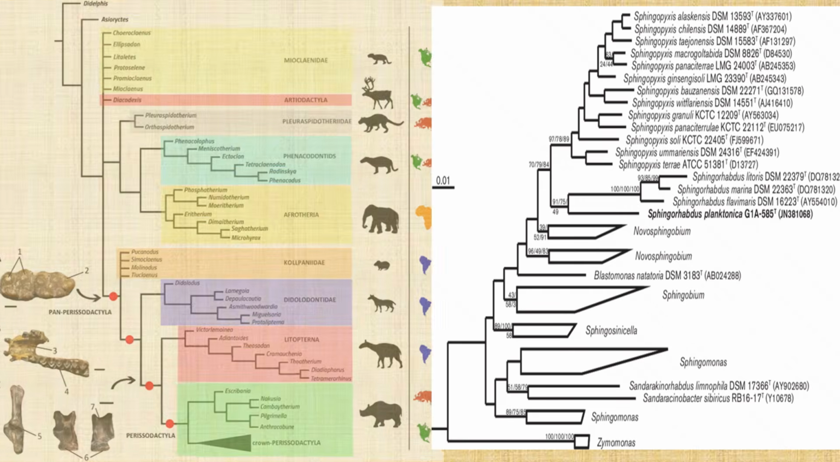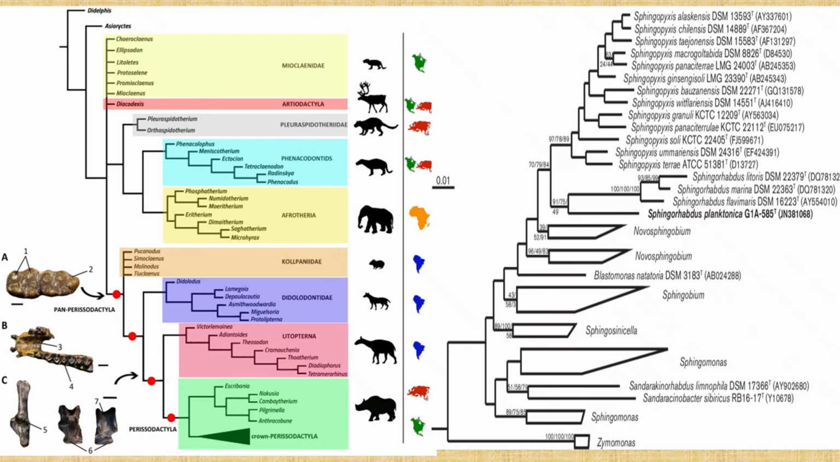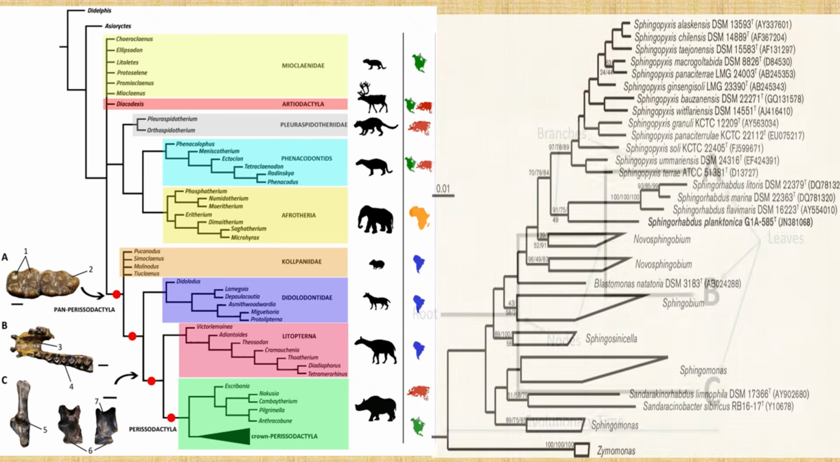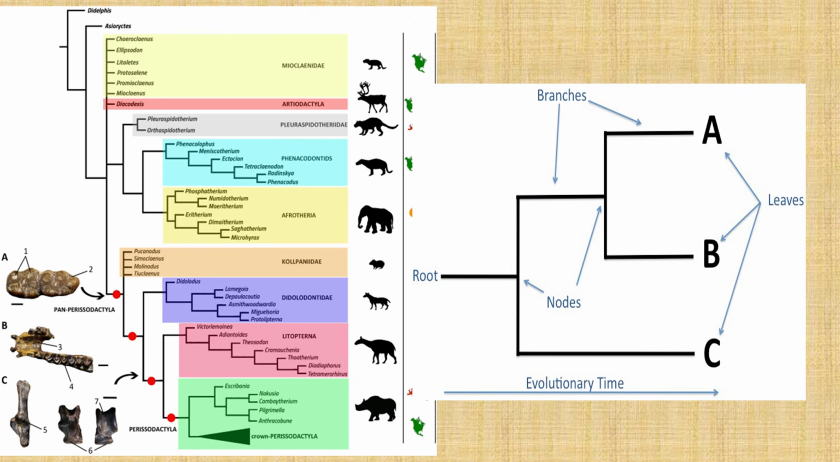A phylogenetic tree is a diagram that represents evolutionary relationships among organisms, genes, or sequences. Branches represent evolutionary lineages, while nodes represent common ancestors.